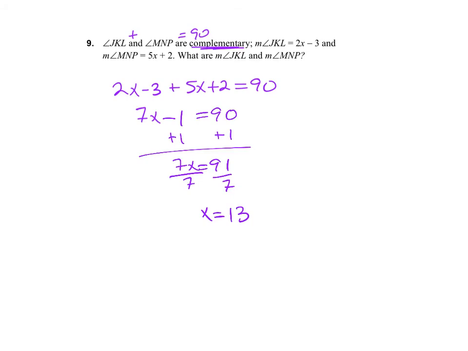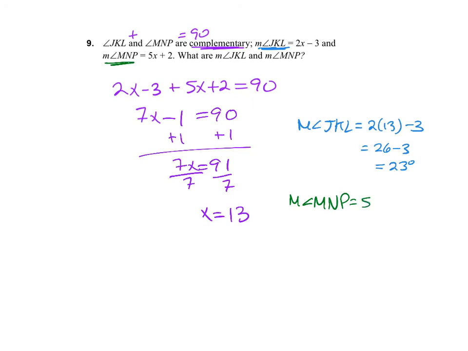Now I'm going to plug in because they're asking me for those angles. Let me use colors, right? So JKL right here. JKL equals 2 times 13 minus 3. So 26 minus 3 equals 23 degrees. And the next one, angle NKP equals 5 times 13 plus 2. 65 plus 2 equals 67. And as you can see, if I add 67 plus 23, that is 90 degrees.